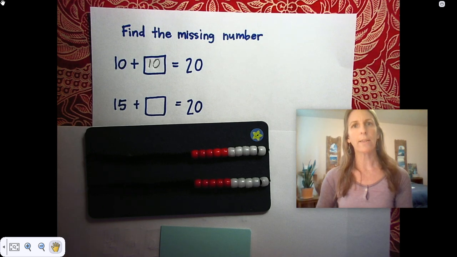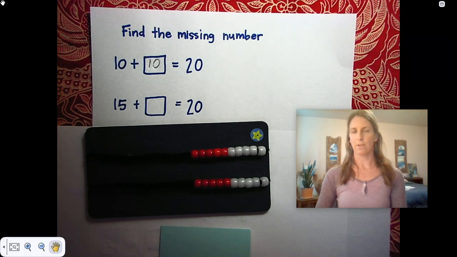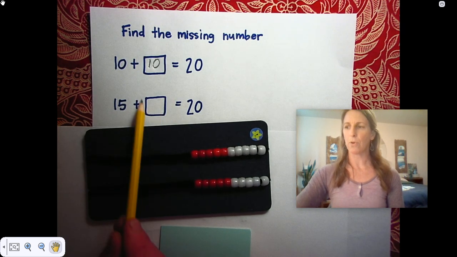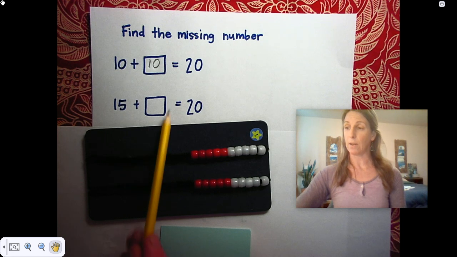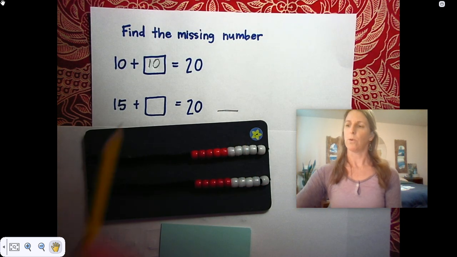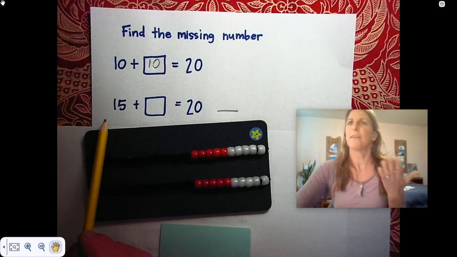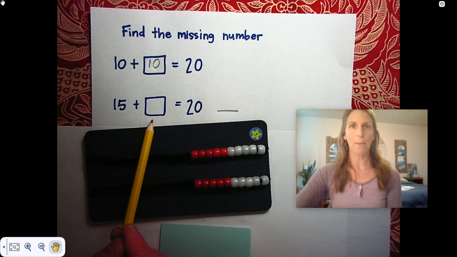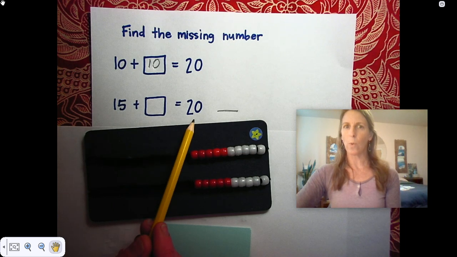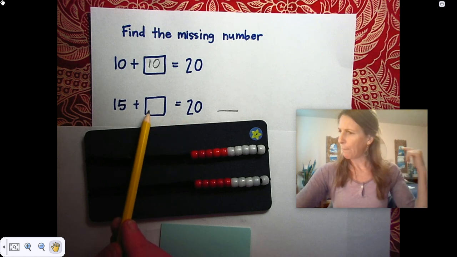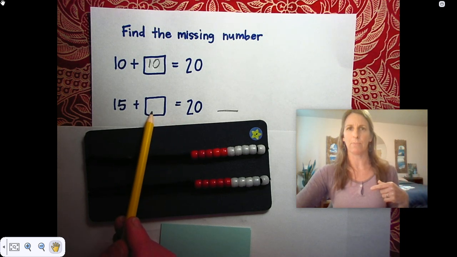I would like you to write this equation on your piece of paper. 5 plus some number. If it's hard for you to write in a box or a square, you can just leave a blank space. You could just write it as a blank line like that. So, and it's not 5. Oh, what was I thinking? 15 plus some number equals 20. Write that equation down. And if you already know the answer, boom, put it right in there in that space.